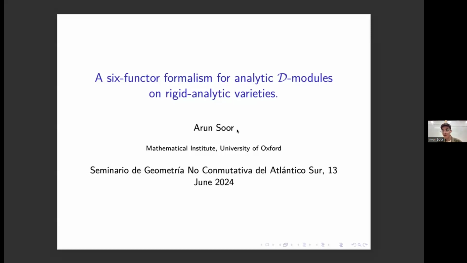Thank you for the invitation. I'm pleased to speak in this seminar. This talk will be about a six-functor formalism in rigid geometry for D-modules. So let me explain what that is. I should first explain what a six-functor formalism is.